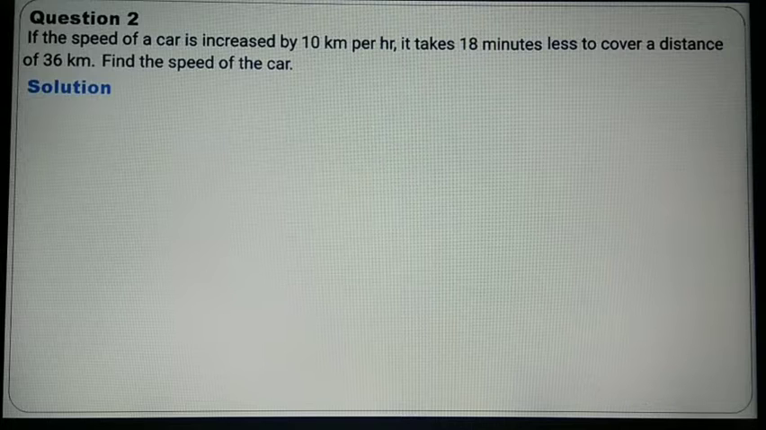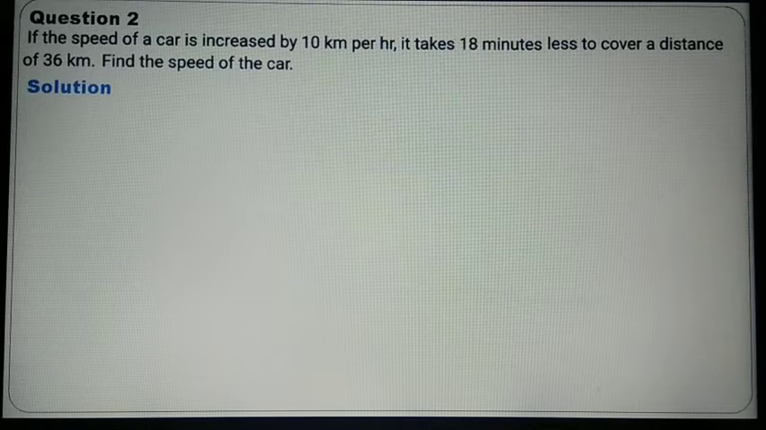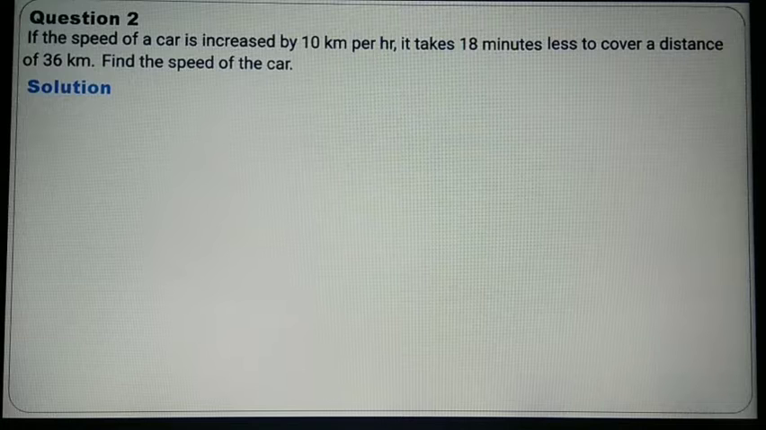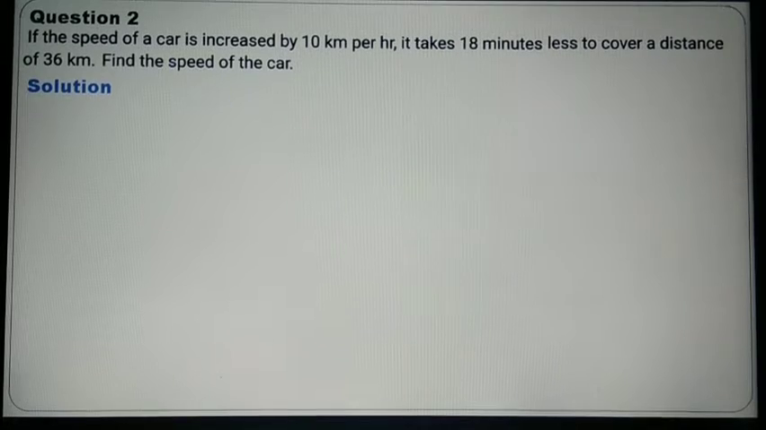So the same thing is happening here as well. There's a car moving with some speed, so let me call the speed of the car x kilometer per hour. Now the speed is increased by 10 kilometer per hour. So if it was x earlier, then later on it's going to be x plus 10 kilometer per hour. The distance is also given, which is 36 kilometer, so we need to cover 36 kilometer, and the difference between the times is going to be 18 minutes. That's all you need to know.